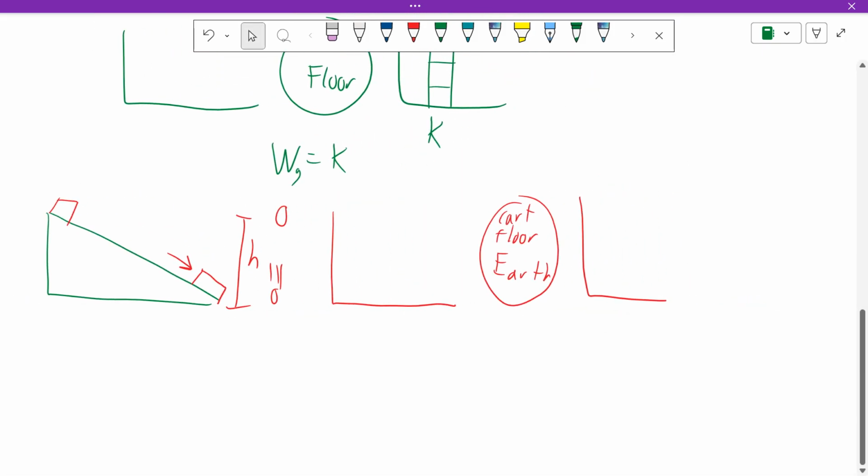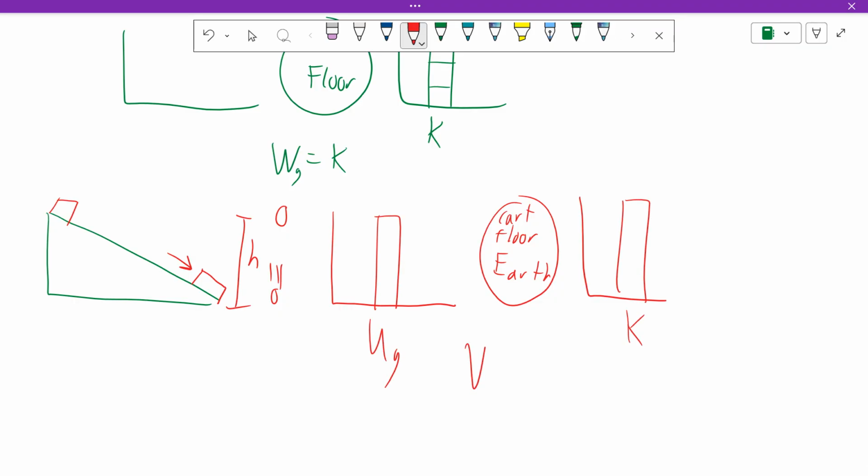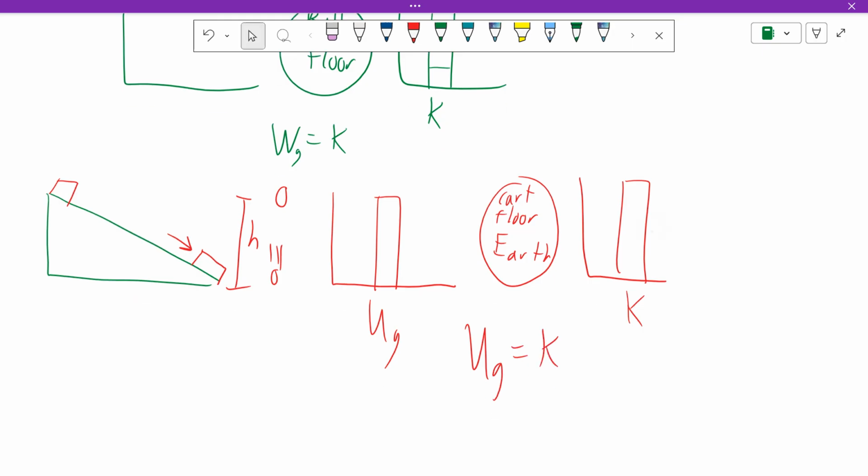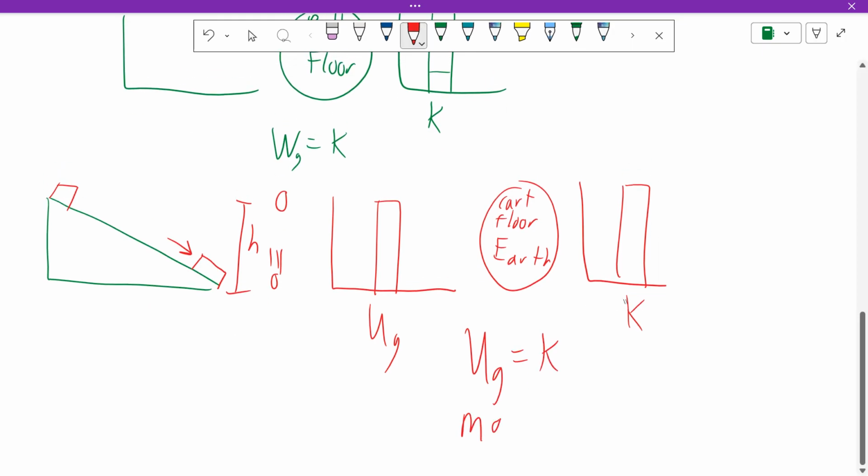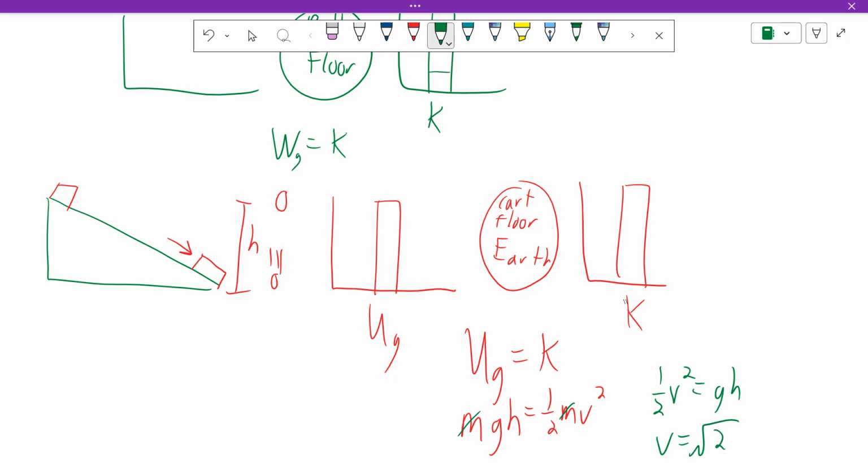And so now, if I do this problem again, I get UG, I get K, and once again UG is equal to K, and I can plug in mgh is equal to 1/2 mv squared, and I could solve for these. If I want energy, I need to know the mass of the object, but if I just need velocity, you may notice that the m's cancel, 1/2 v squared is equal to gh, and v is equal to the square root of 2gh.